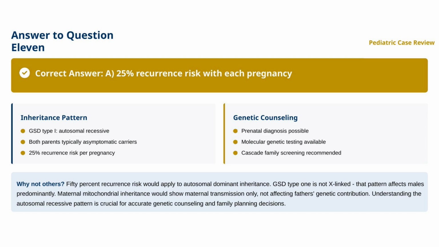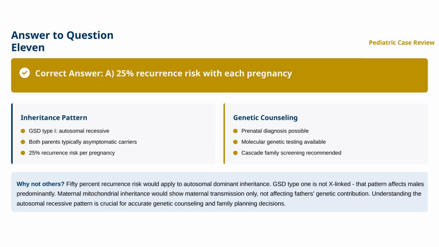GSD type 1 follows autosomal recessive inheritance, meaning both parents are typically asymptomatic carriers. With each pregnancy, there is a 25% chance of having an affected child, a 50% chance of having a carrier child, and a 25% chance of having a child who is neither affected nor a carrier. Prenatal diagnosis is possible through molecular genetic testing. Cascade family screening is recommended to identify other at-risk relatives.